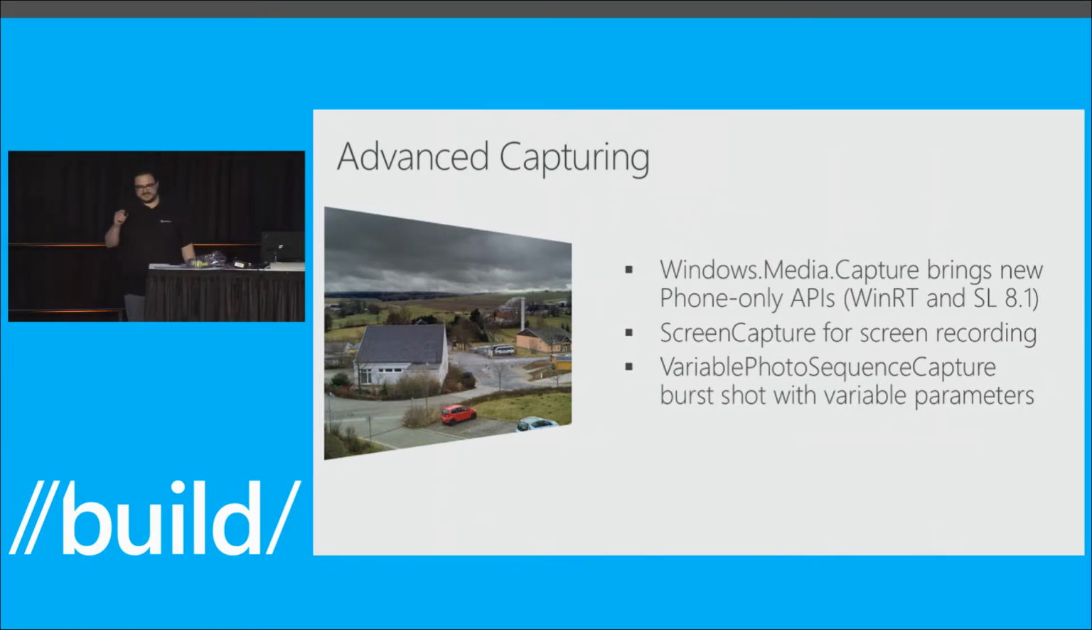What this gives you is basically a burst shot, so you can take a quick series of photos, but with the difference that the variable photo sequence capture allows you to define the camera parameters for each of those photos. So you can say the first photo in my sequence should be taken with an exposure compensation of -2, which is an underexposure, a pretty dark photo, right? And then you can say the second photo should use an exposure compensation of 0, and the third one, an overexposure with an exposure compensation of +1 or something like that.